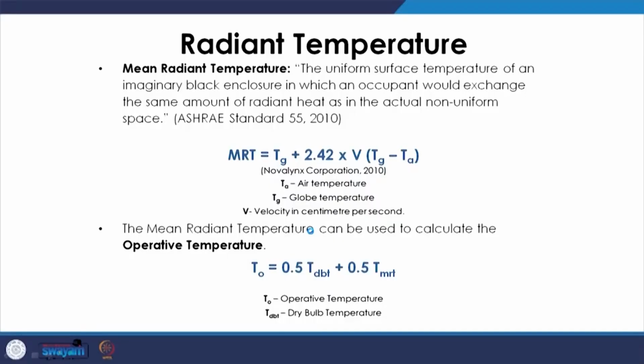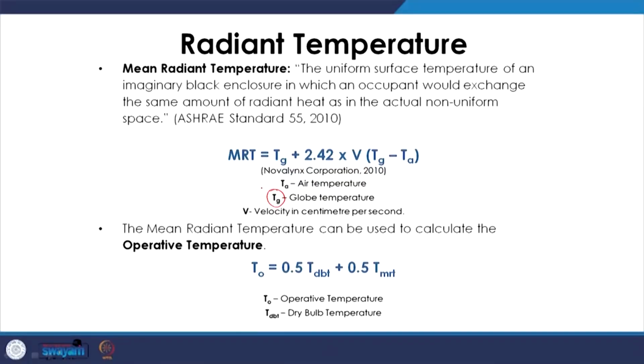Now, another thing is radiant temperature, for which there are several different terminologies, the most common one being MRT or mean radiant temperature. Mean radiant temperature takes into account the radiation effect of the surfaces surrounding the occupant. That is taken into account with the help of a quantity called globe temperature. Now, what is globe temperature?